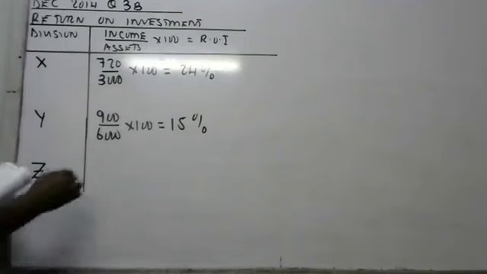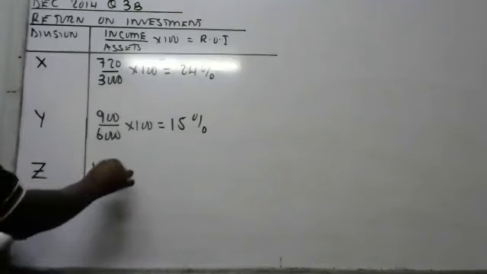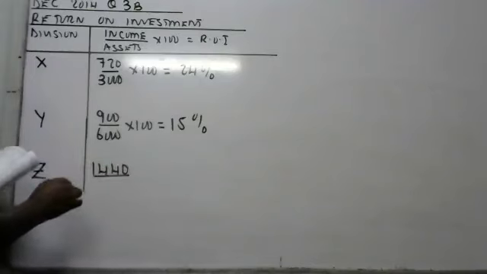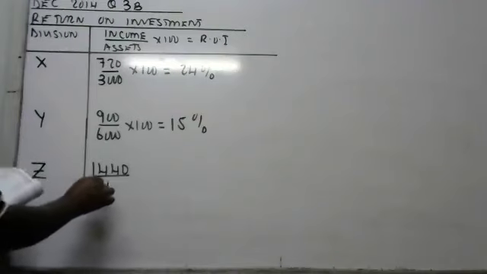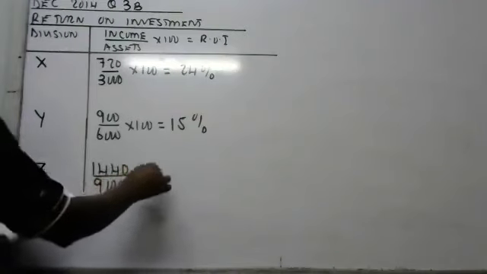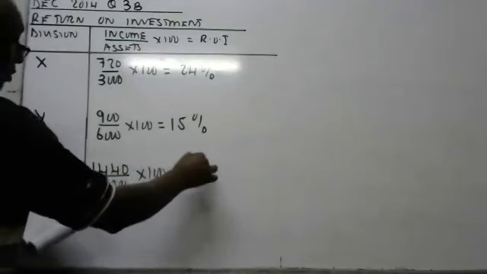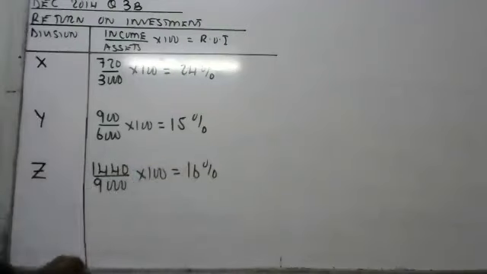Z is 1440. You divide by 9,000. 16%. Then we have the company.